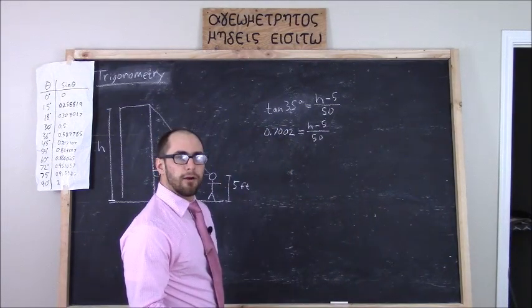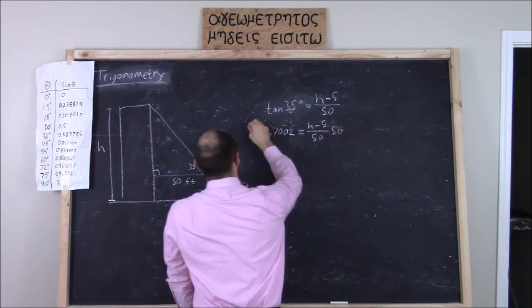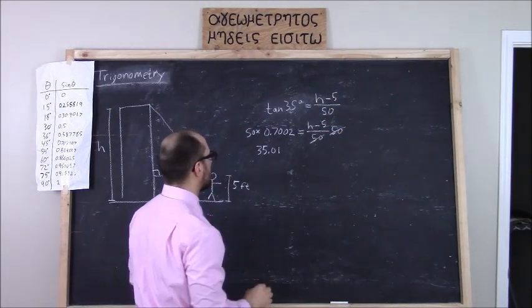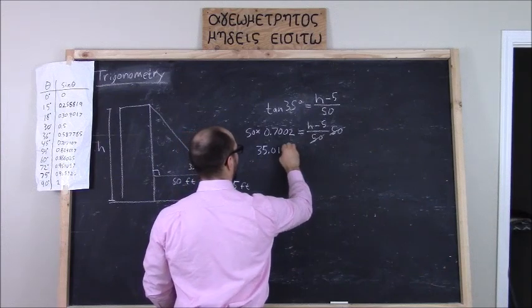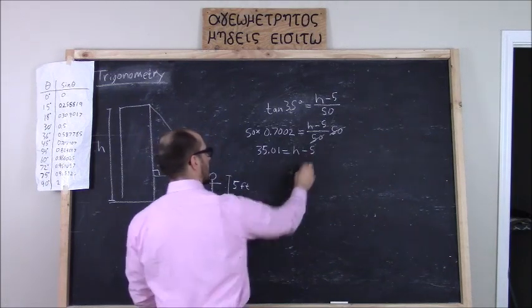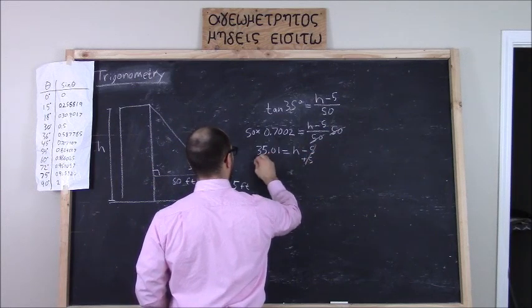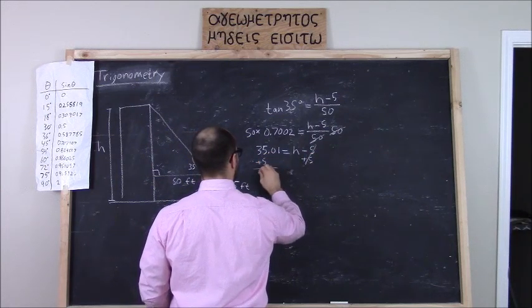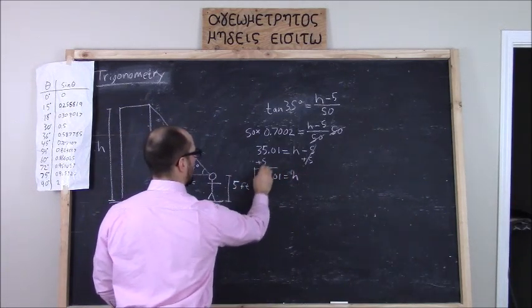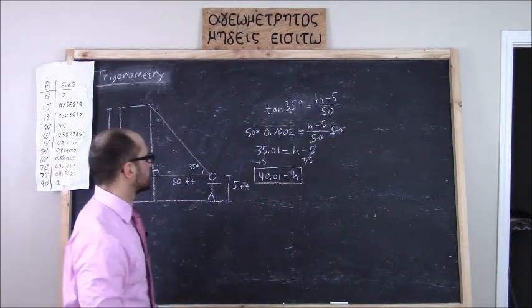Now it's simply a matter of algebra. Multiply both sides by 50. So 50 will cancel. I get 35.01 is equal to h minus 5. So now, to get h alone, I add 5 to both sides. 5 will cancel, and I get h is equal to 40.01 feet. Don't forget my units are in feet.